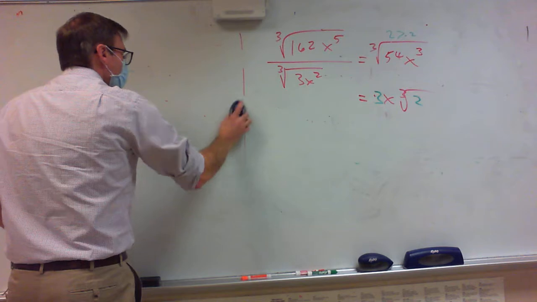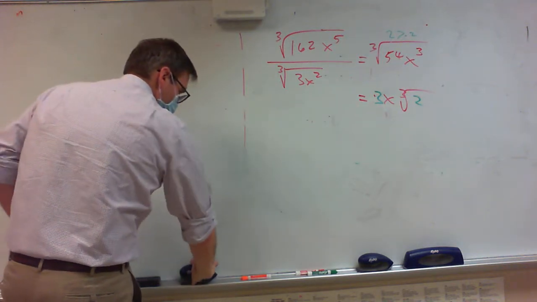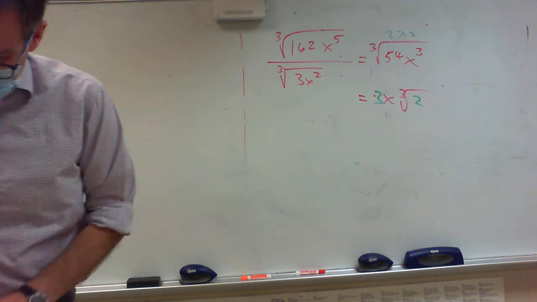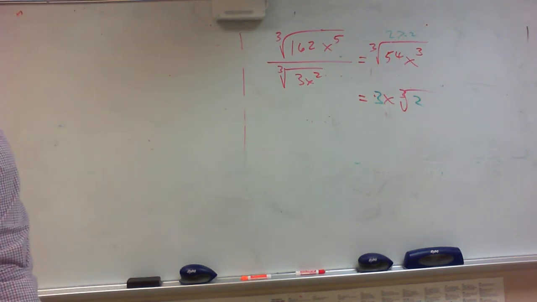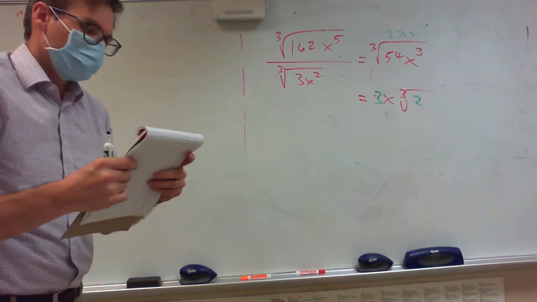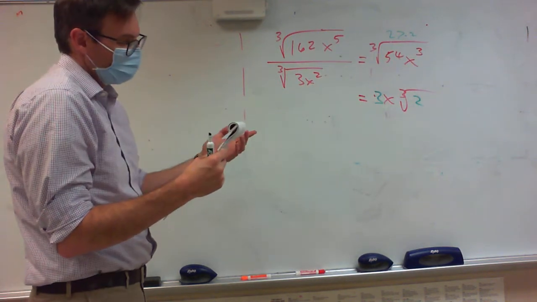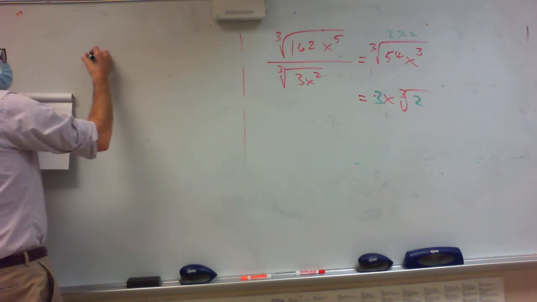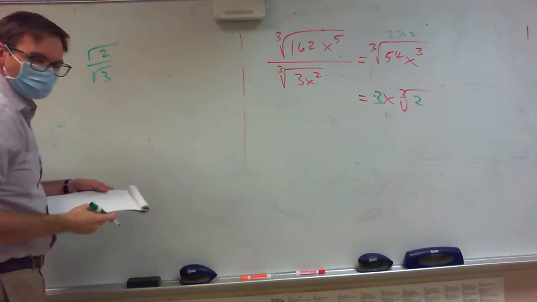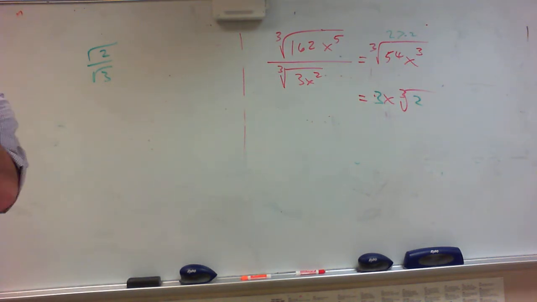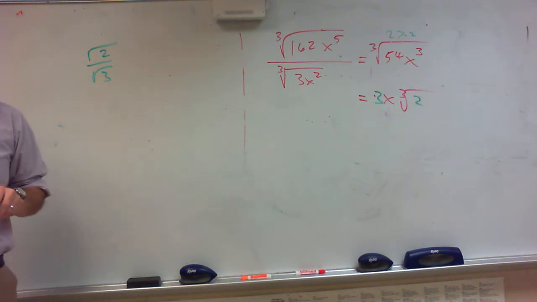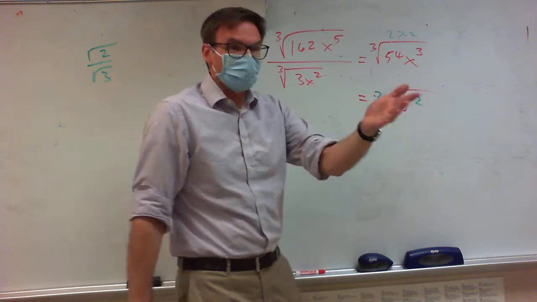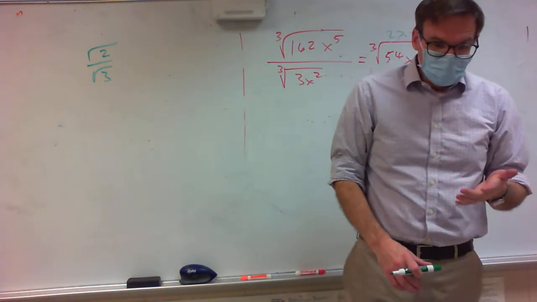Like, what happens if I give you the square root of 2 over the square root of 3? Is there any way that that's going to simplify? No. All right. It's obvious that's not going to simplify, right? So what do we do?